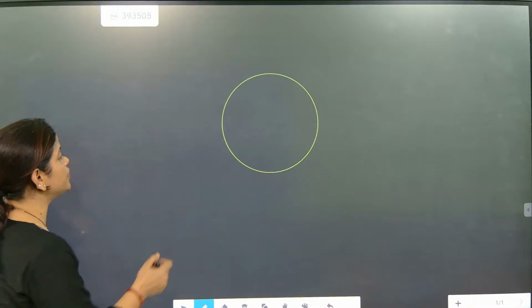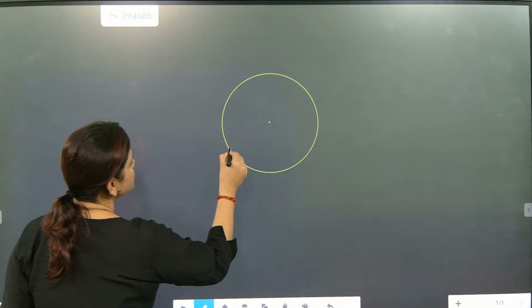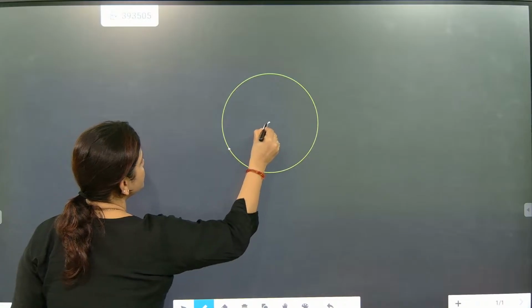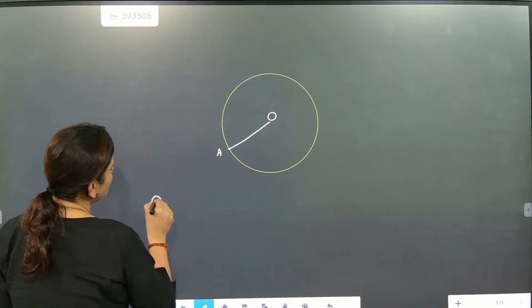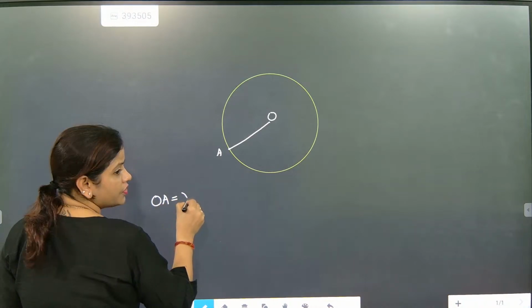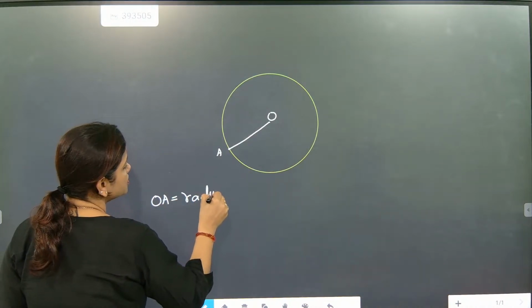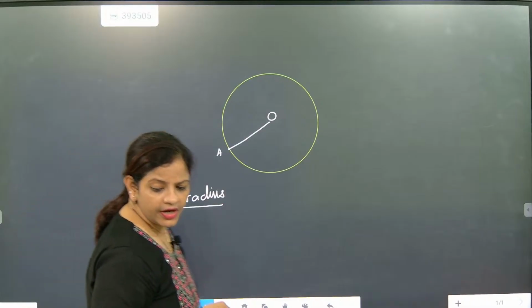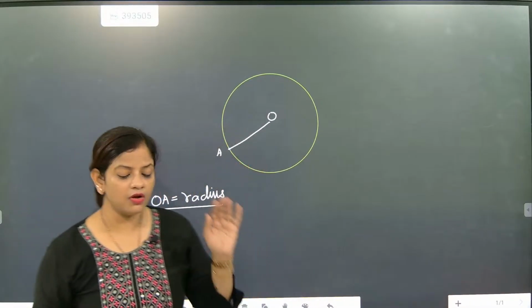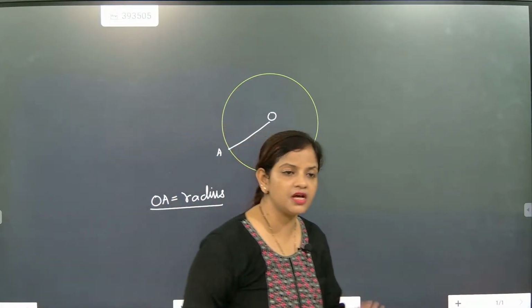So this is the most important point. Center to circumference, whatever distance is there, it is considered as radius. So OA is equal to radius. So this is exactly called as radius, beta. And always the radius is equidistant. Always the radius distance remains the same.